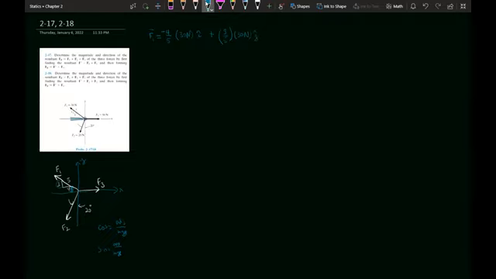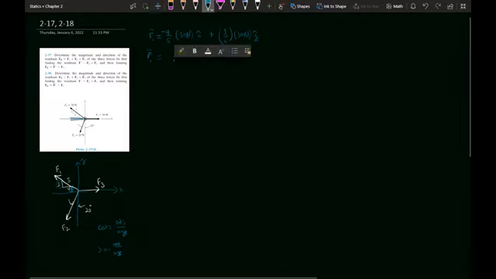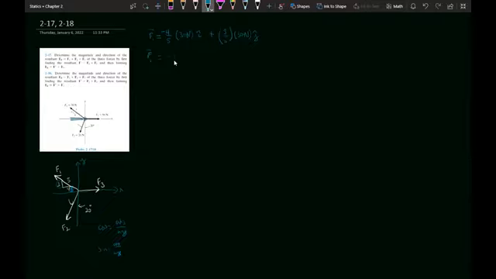I'm going to simplify this a little bit. F1 is equal to 30 divided by 5, which is 6, and 6 times negative 4 is negative 24. So we have negative 24 I hat plus 30 divided by 5 is 6, and 6 times 3 is equal to 18. So plus 18 J hat, and the units are in newtons. All right, so that's my F1. That's very important.